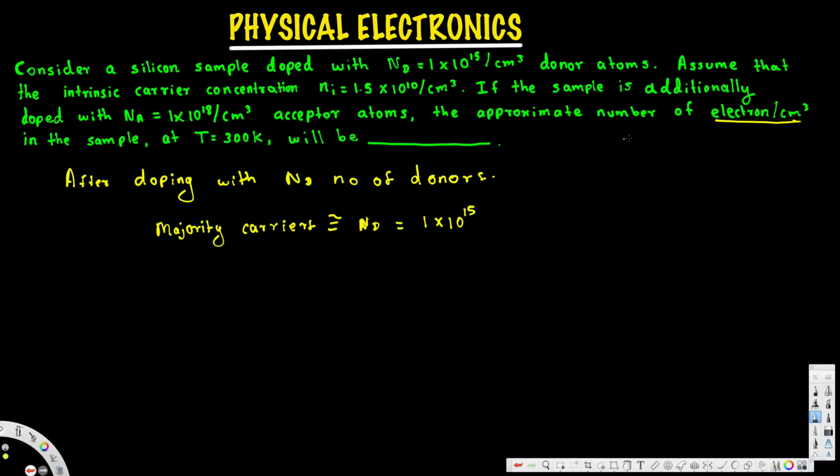Now the next thing is they are saying, assume that the intrinsic carrier concentration ni is equal to 1.5 × 10^10 per cm³. If the sample is additionally doped with Na, that's equal to 1 × 10^18 per cm³ acceptor atoms, then we have to find out what's going to be the electron number. Now here you can see we are additionally adding Na, right? So now the majority carriers depend on whichever value is higher.